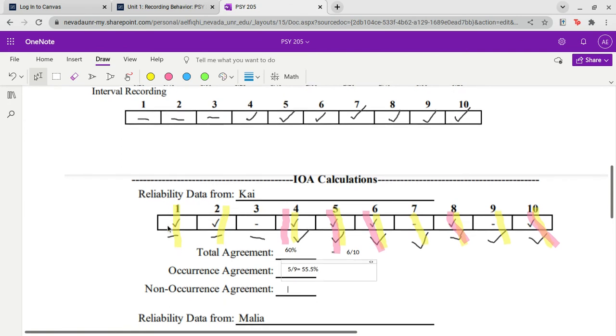And then if we do non-occurrence, I'm going to erase these. So for non-occurrence, we're going to go through and find any interval that has at least one non-occurrence. Oh, I accidentally erased too much.